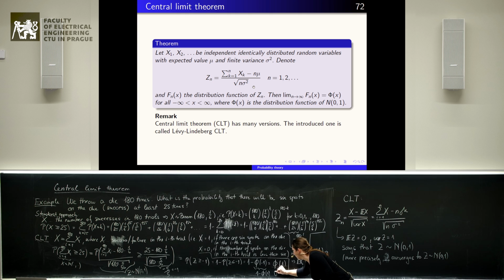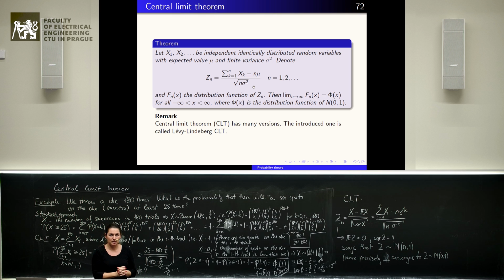In the table, we can find the value 0.8413, and that's it. So without any software, without any calculators, without any technique, we can calculate only by hand, using the central limit theorem, such a crazy example that in 180 trials in throwing a die, we will have at least 25 times the situation that there are 6 spots on the die. So this is the meaning and the usage of central limit theorem.